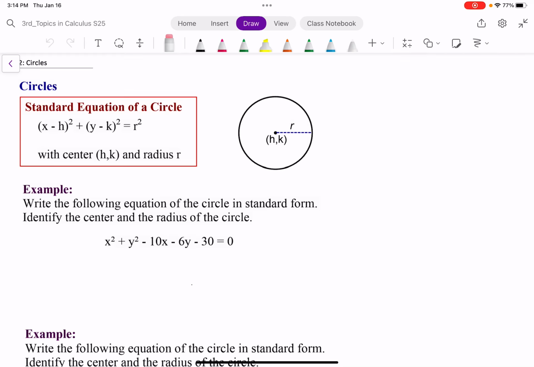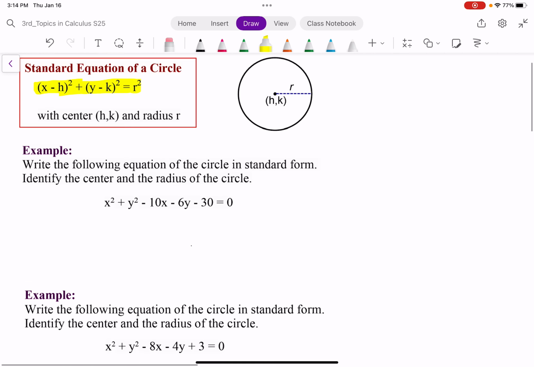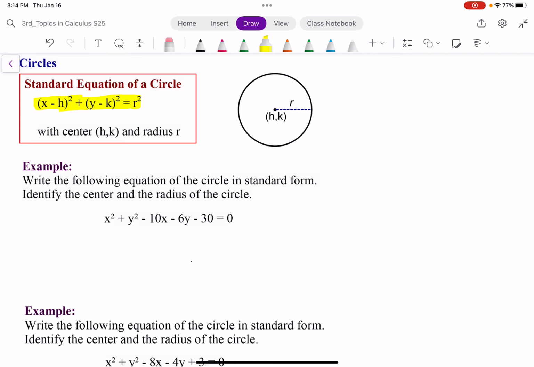All right, this lesson is all about circles. Circles is one of the 4 types of conic sections. You have learned about circles in the past, where the formula is (x - h)² + (y - k)² = r², where r is the radius. And so if we look at our first example, we're going to identify the circle, but we need to put it in standard form, or the standard equation of a circle.